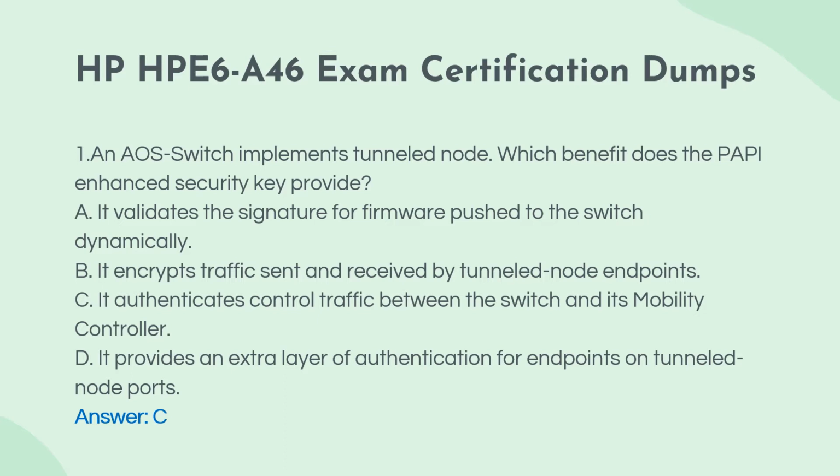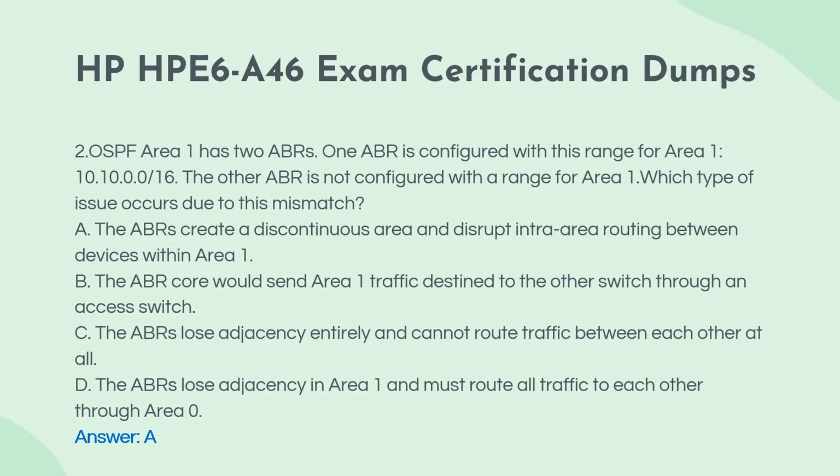C. It authenticates control traffic between the switch and its mobility controller. D. It provides an extra layer of authentication for endpoints on tunneled node ports. Answer: C. 2. OSPF Area 1 has 2 ABRs.